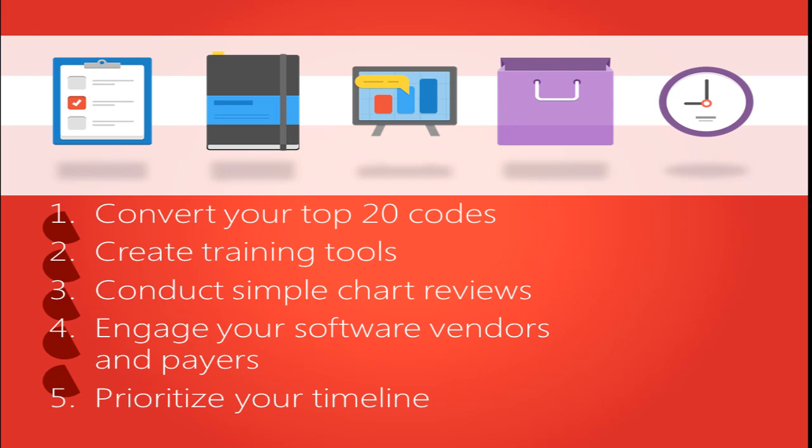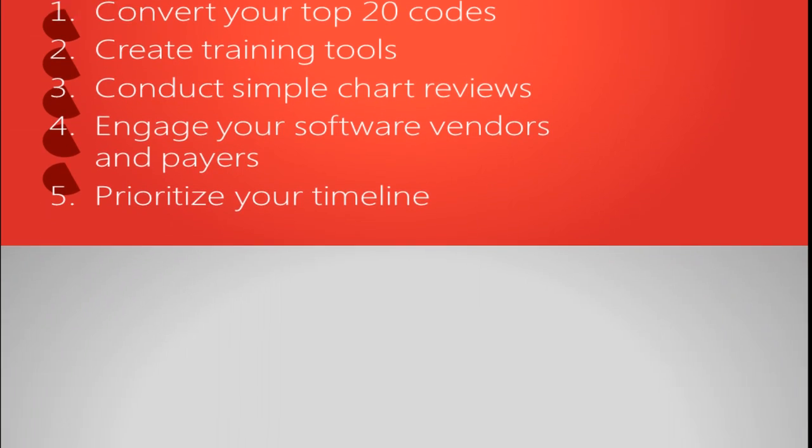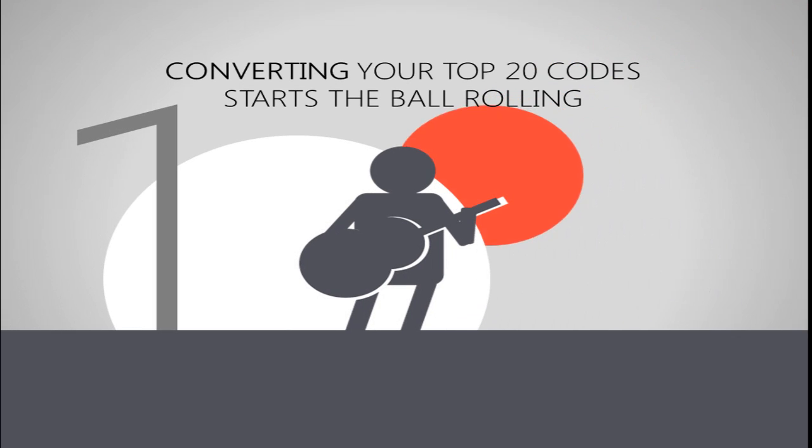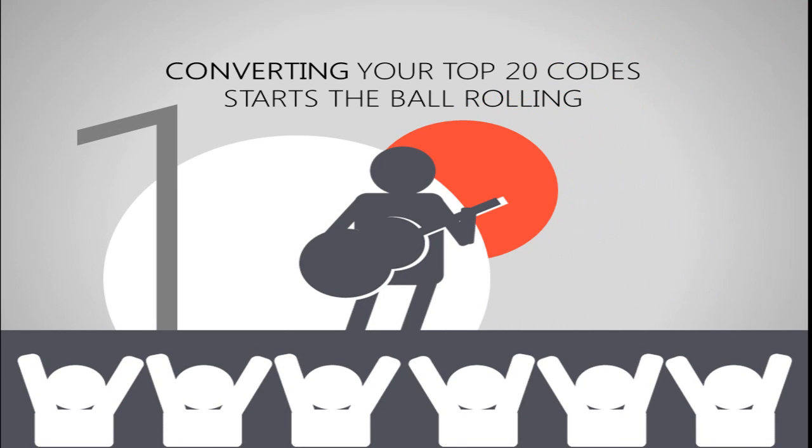So let's start with the first one. Jason, converting your top 20 codes and identifying new documentation elements. So explain why 20 and what's the reasoning behind that? Well, the reason behind converting your top 20 codes is just to give you a good start on the new documentation elements that are going to be required for the most specific ICD-10 code. And we just have you start with 20.